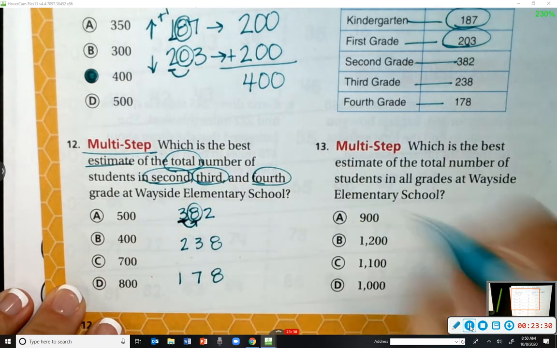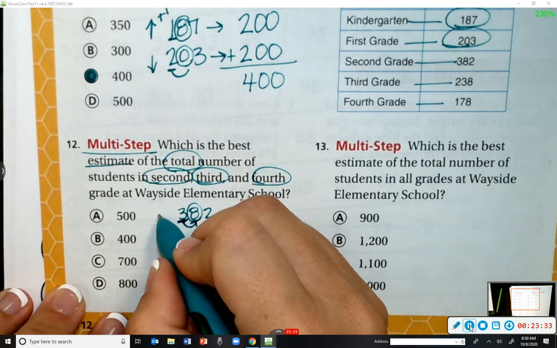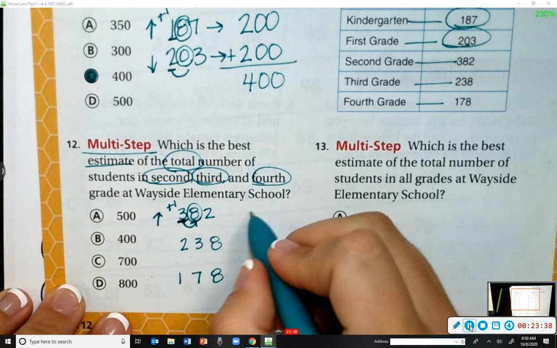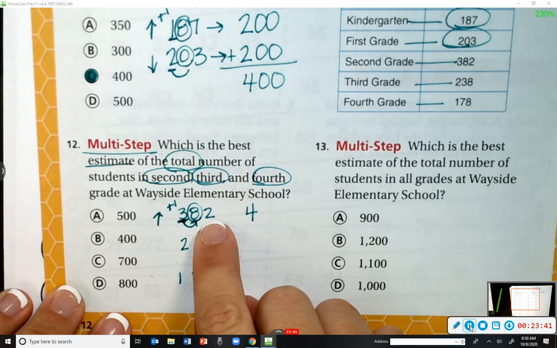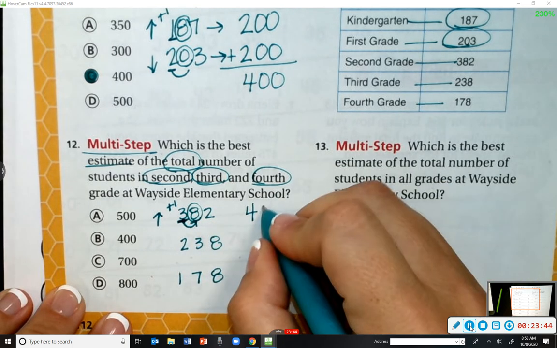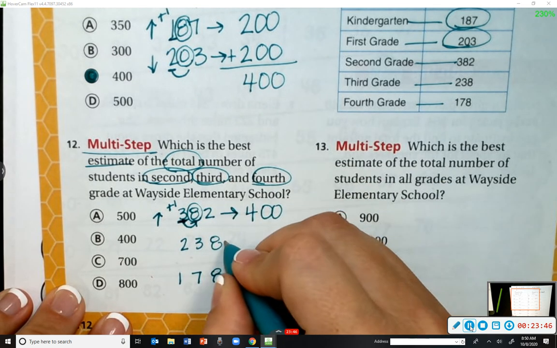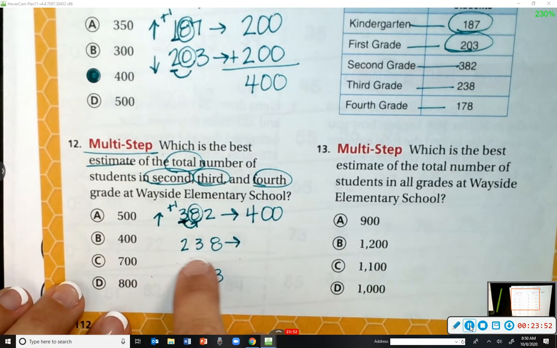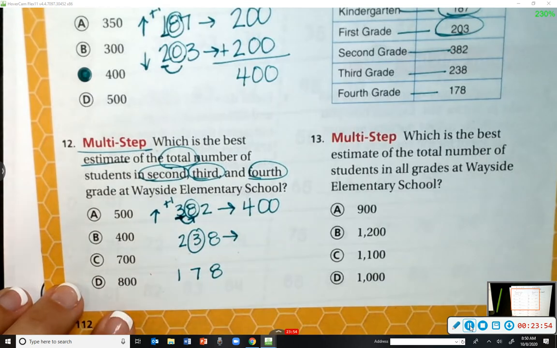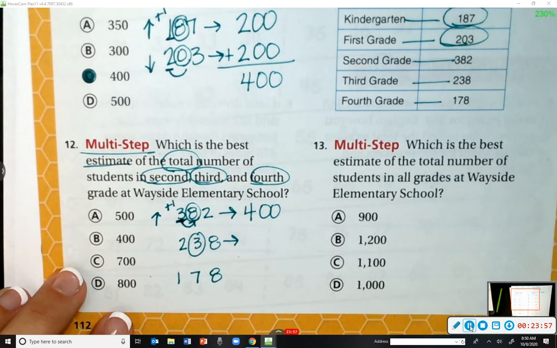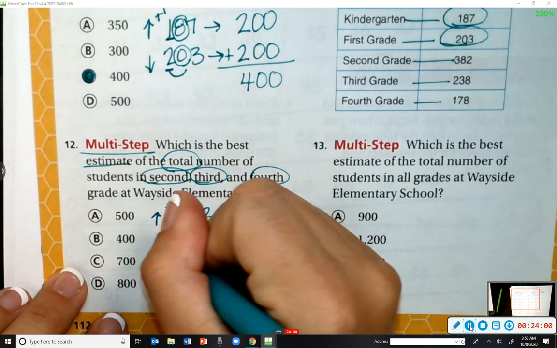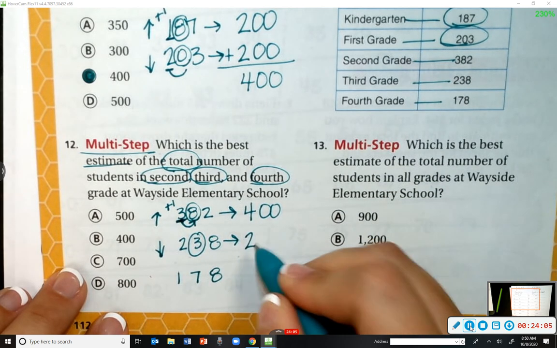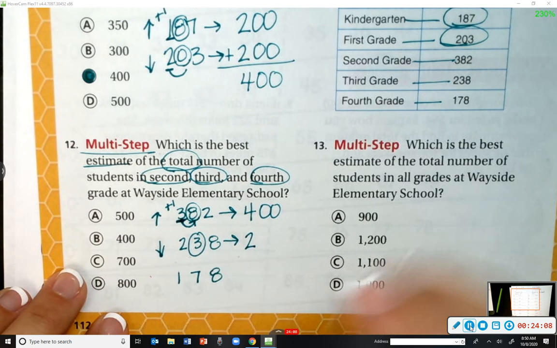Look next door. So the 8 tells me to round up. So the 3 needs to become what? A 4. What happens to the numbers behind it? 0. Okay, next one. Start at the hundreds place and look next door. 3 tells me to round down. So we do nothing to the hundreds place when we round down. It stays the same. Then everything behind it becomes a 0.